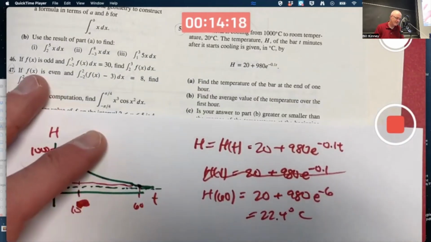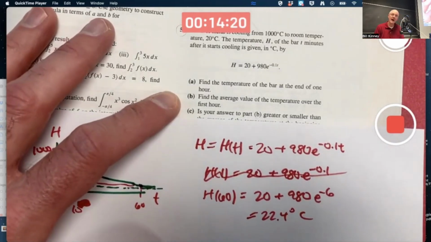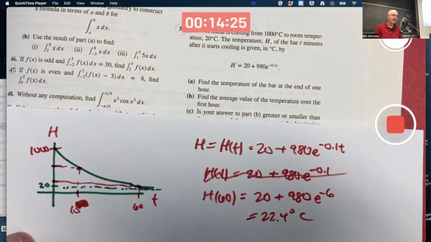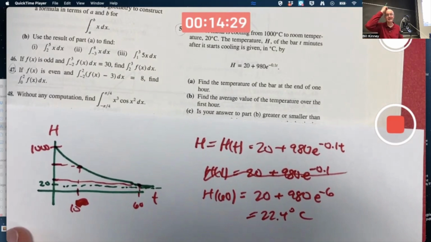Part B says, find the average value of the temperature over the first hour. Well, how do you do that? The formula involves an integral. At least it doesn't equal an integral. It equals an integral divided by the length of the interval.